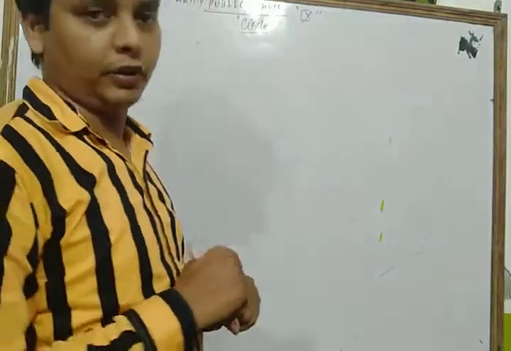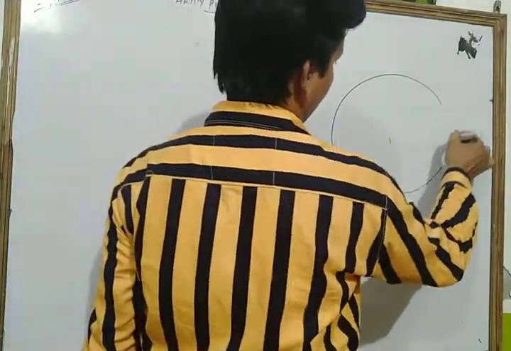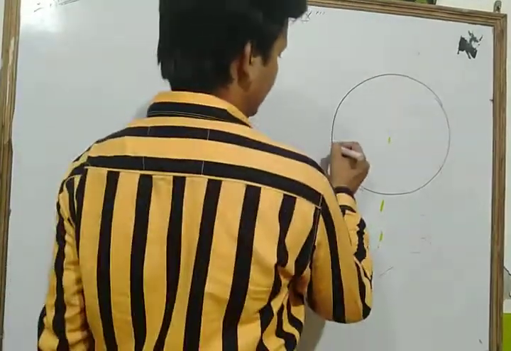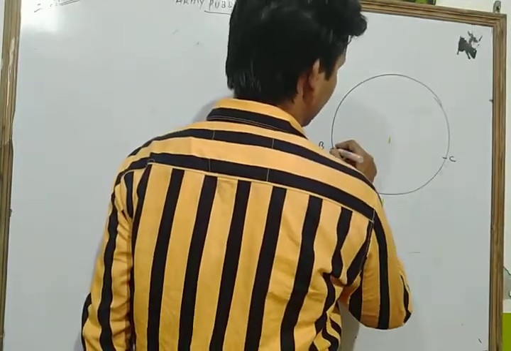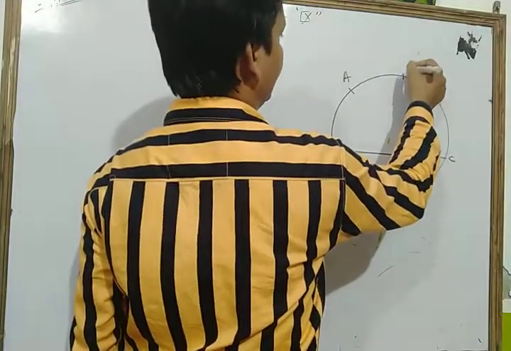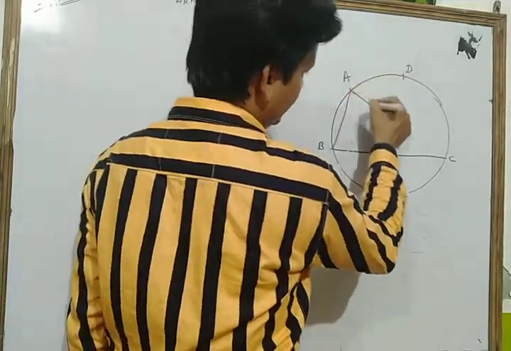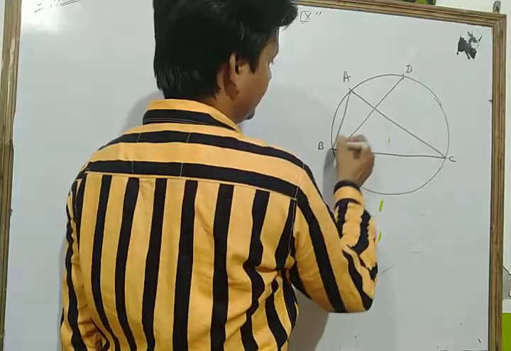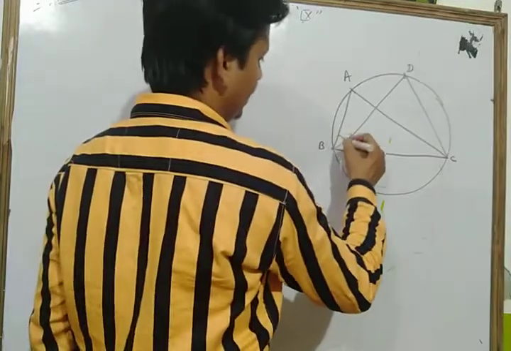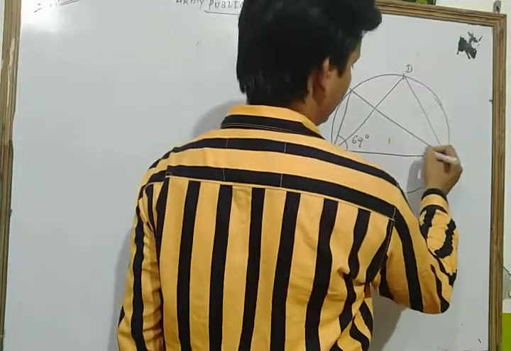In the given figure, first of all we draw the figure. This is the figure. Here B and C are 2 points, and here we join those points, and 2 points here A and here D. Okay, this is your question here. This is the figure. And this is 69 degrees. This is 31.